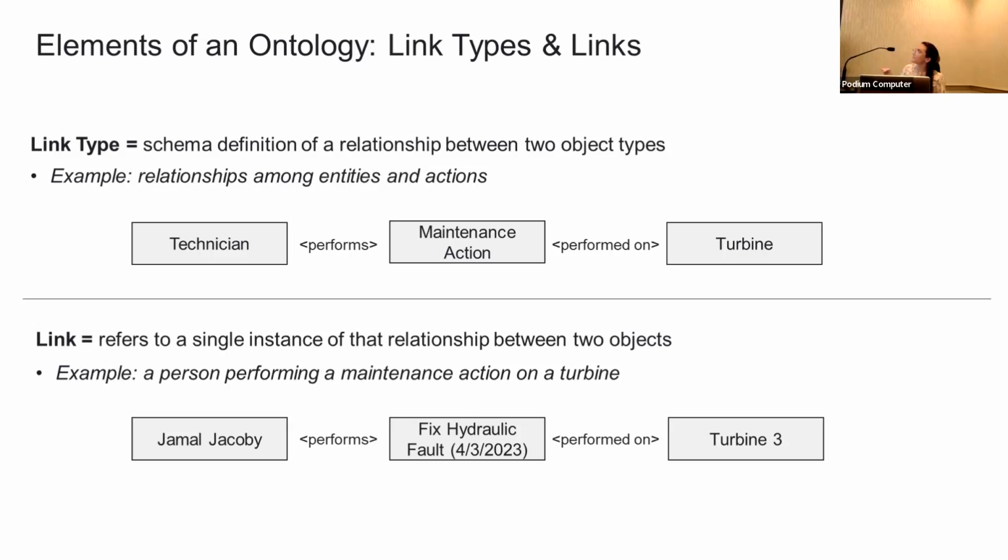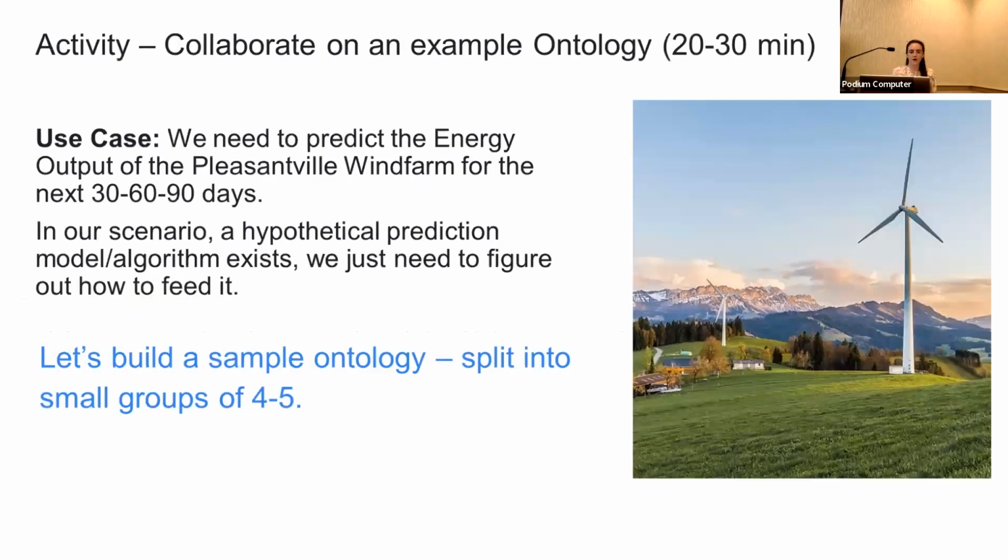So link type is that high-level definition, the schema, how we're defining the relationship, and then the link is the actual instance of that. So an employee, Jamal Jacoby, performing an action to fix a hydraulic fault, for example. So these are just some terms and elements that we use to describe the ontology. And now I'm going to hand it back over to Carmen to talk about the activity where we're going to apply this.